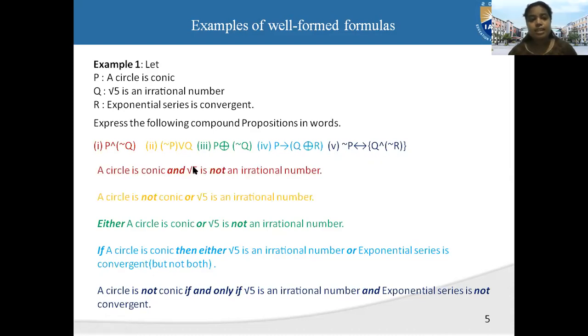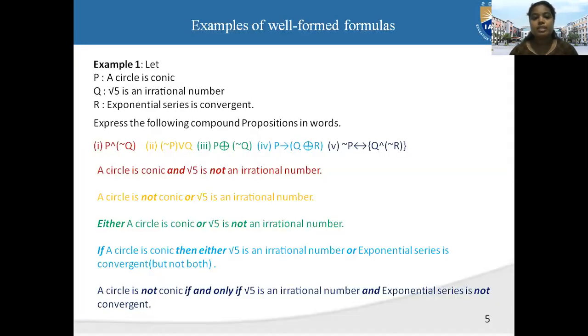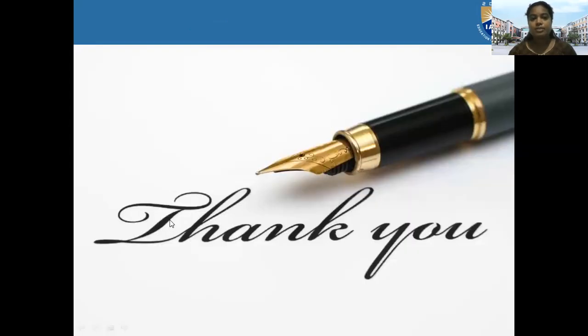Next statement: P and negation Q means a circle is a conic and root 5 is not an irrational number. Negation is applied for Q only here. The next sentence: a circle is not a conic or root 5 is an irrational number. Okay, these are the basic examples for well-formed formulas. The second topic is over regarding module 1. Thank you. Thank you so much.